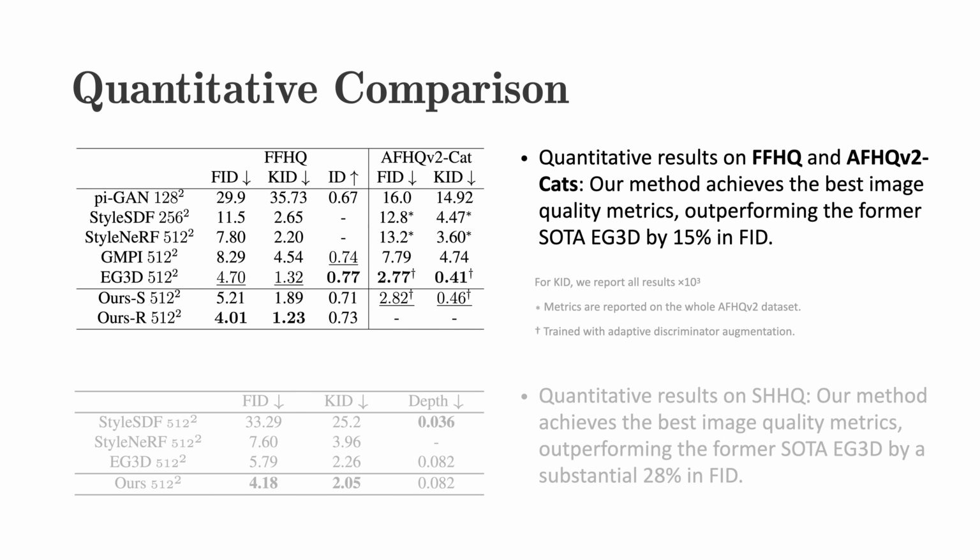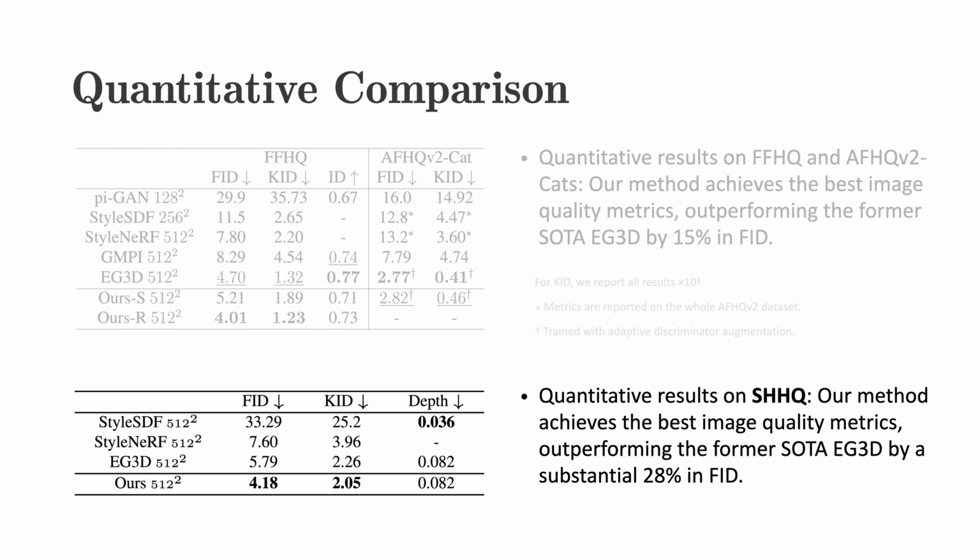We evaluate our method on 3 datasets, FFHQ and AFHQ, which are widely used for image generation, and SHHQ, which contains challenging full-body human images. Our method surpasses the state-of-the-art 3D-aware image generation methods in terms of image quality on FFHQ and AFHQ. In particular, our method improves the FID score by 15% over EG3D. The superiority of our method is more evident on the SHHQ dataset, where many methods fail to train due to excessive computational costs. Our method achieves a remarkable FID score of 4.18, which is 28% lower than EG3D.